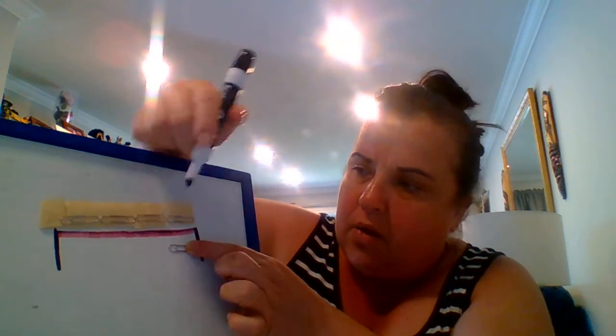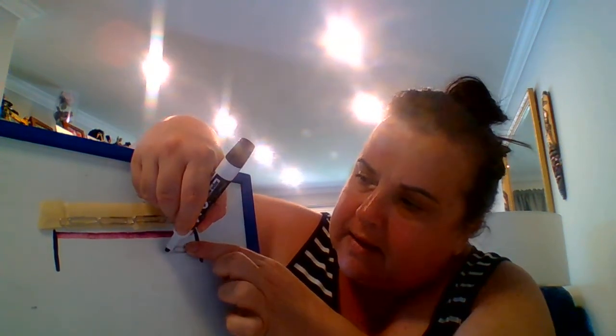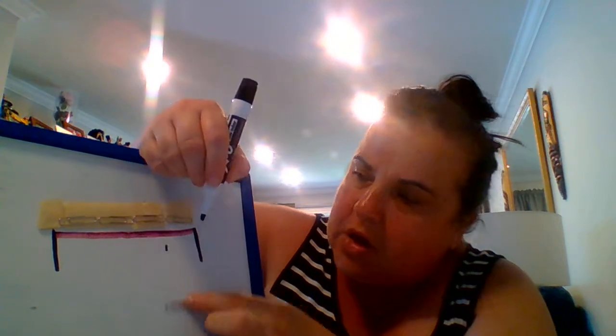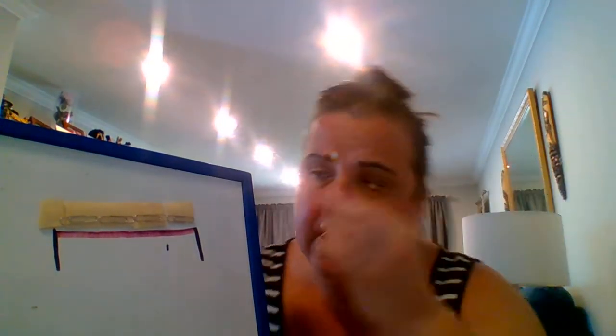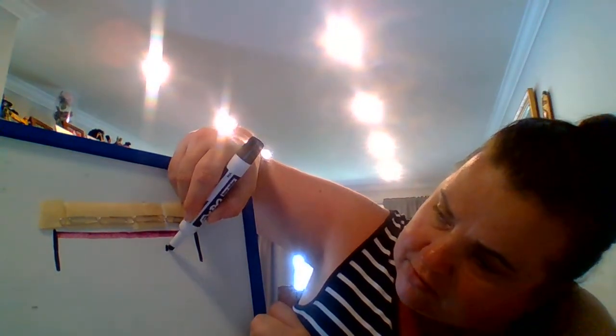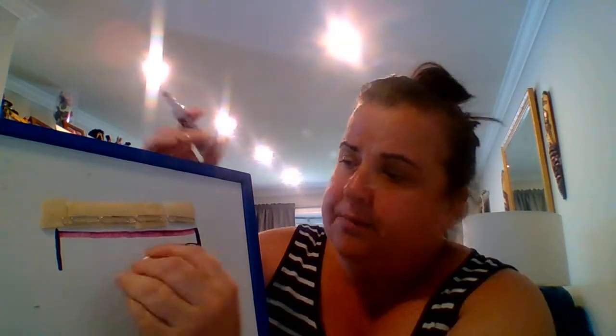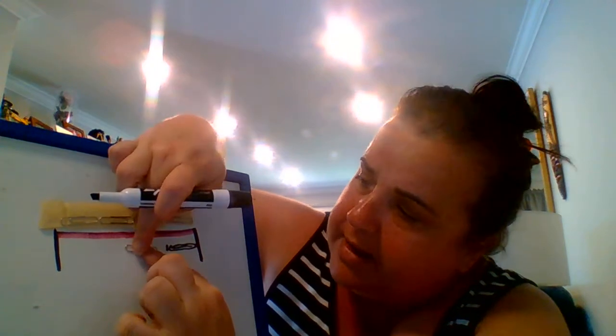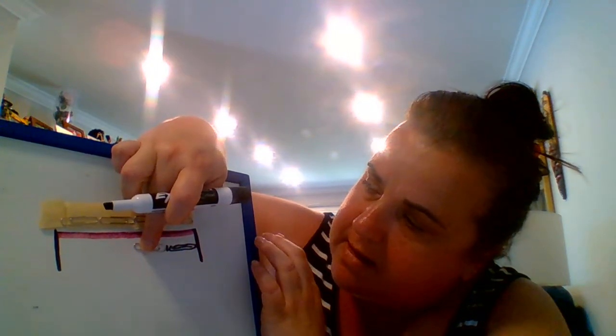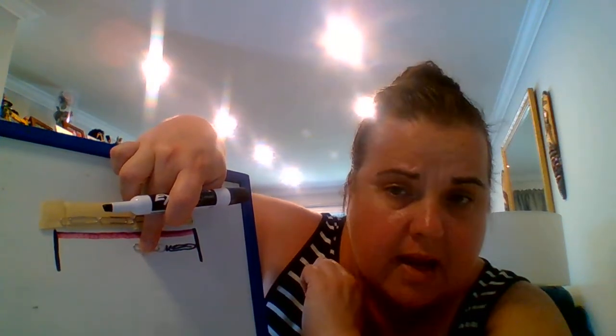Now I hold it and I make a little mark where my paper clip ended. And now I can remove it. If you want to, you could even draw the paper clip there if you really wanted to. Then what I do is I take my real paper clip and I put it right up against the line that I just made at the end of the first paper clip.